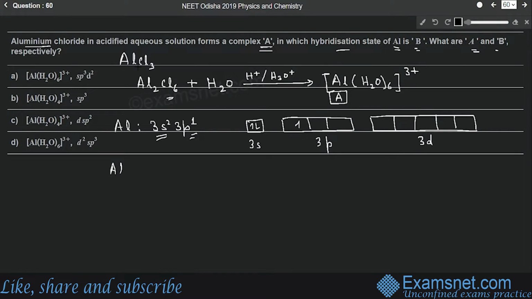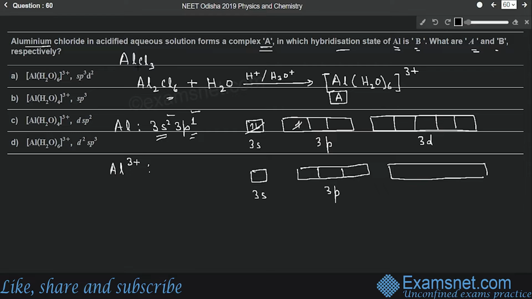Now during this reaction, first the aluminium will get converted into aluminium 3 plus ion. So its electronic configuration will be 3s0 3p0, that means these 3 electrons will be removed. So all these orbitals, 3s and 3p, will remain vacant. And 3d orbital was already vacant, right? So now we have to fill these orbitals. How will these orbitals be filled? These will be filled by the electrons donated by the water molecules.